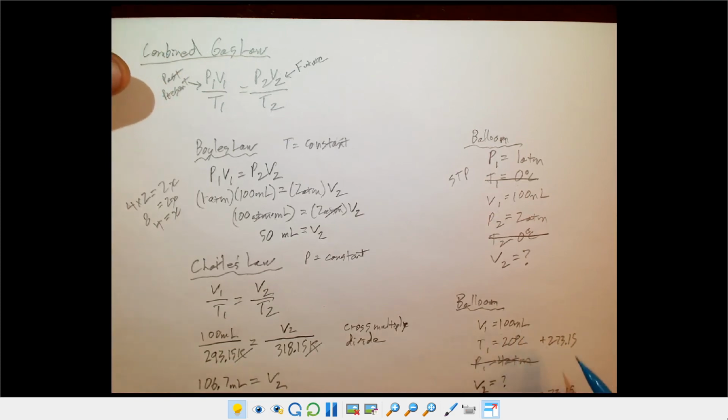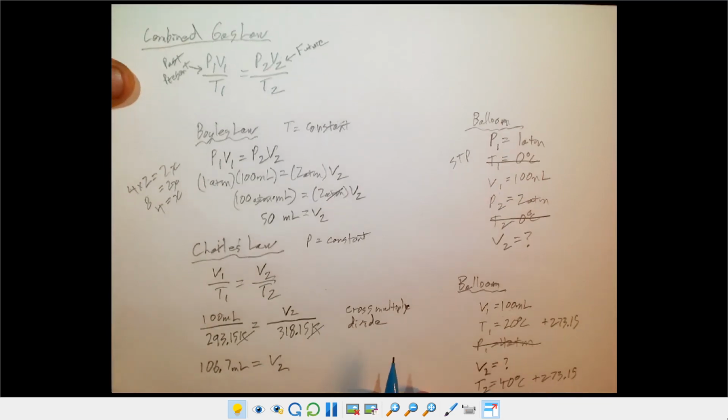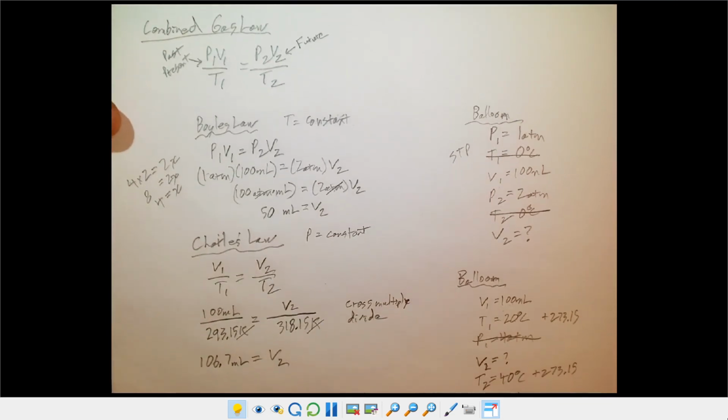So let's see what the trend is there, all right? If your temperature goes up, what happened to the volume? The volume went from 100 milliliters to 106.7. So it's a direct relationship. It also went up, okay? So Charles, if the temperature goes up, the volume is going to go up as well.